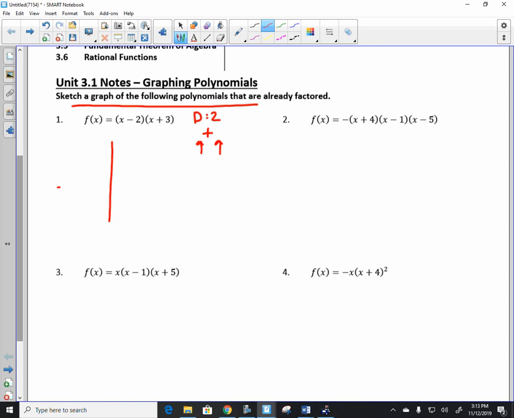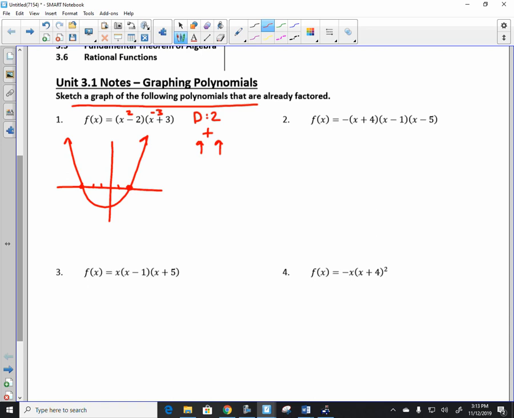So all I do is I just draw a little graph. It crosses through 2 and negative 3. So I plot 1, 2, 3. I plot 2. And it starts up and it finishes up. It's just a parabola. That's it. That's all I have to do.